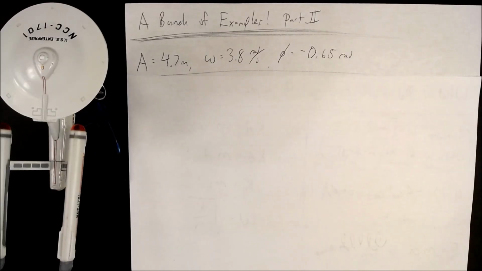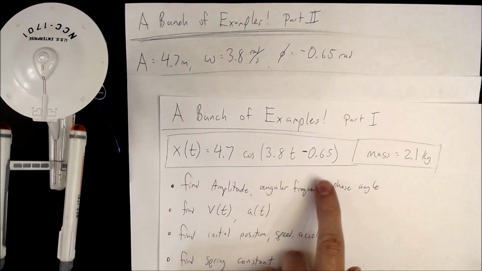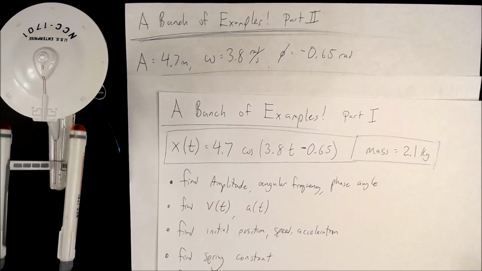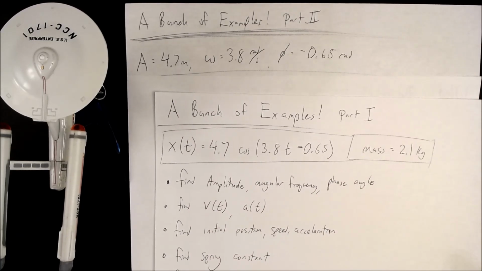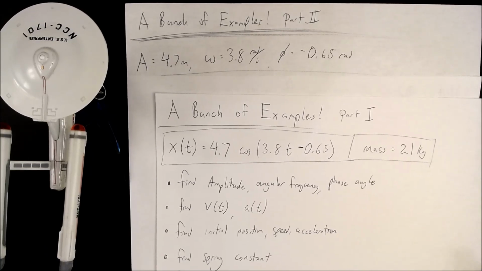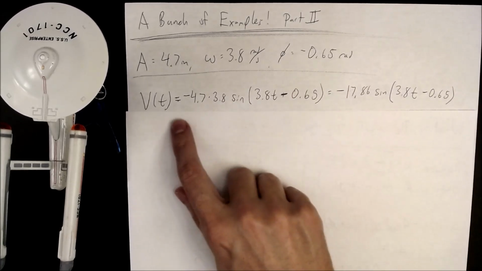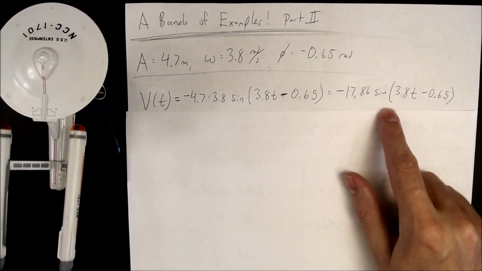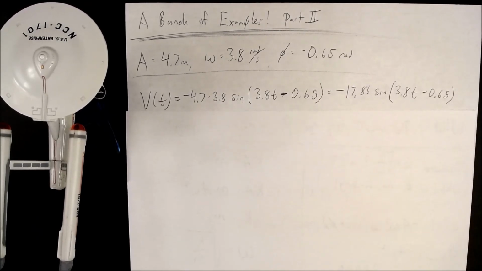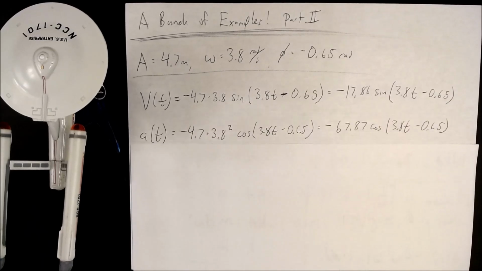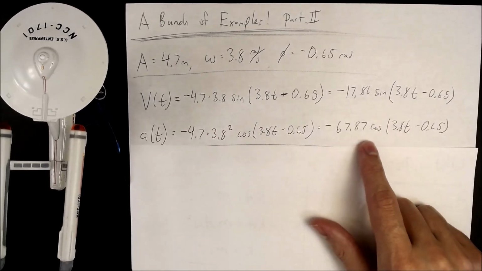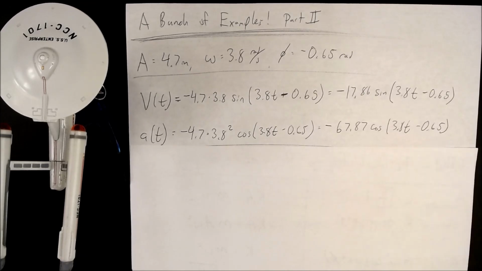What's next? We need to find the velocity as a function of time and the acceleration as a function of time. Looking at that equation, can you find the velocity and acceleration as a function of time? Well, you just need to take the derivative and then take it again, and you got it. And we went over that last time. So the velocity ends up being negative 17.86 times the sine of 3.8t minus 0.65. And then the acceleration ends up being negative 67.87 times the cosine of 3.8t minus 0.65.